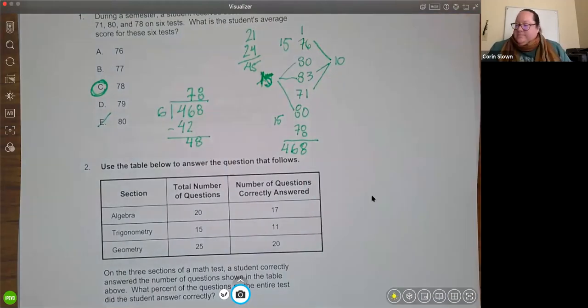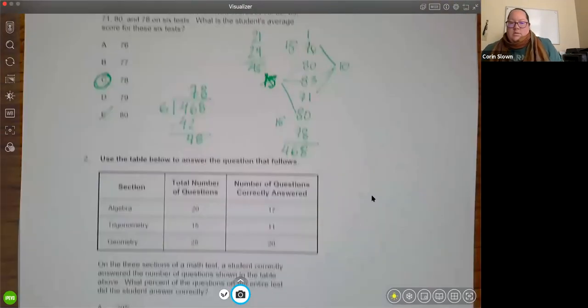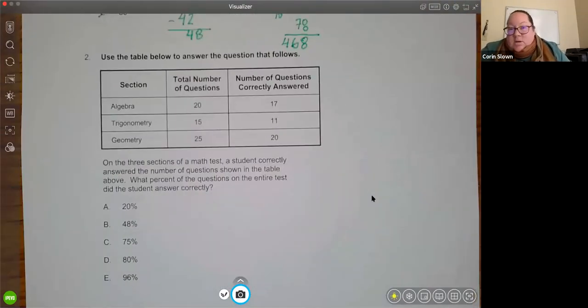Let's take a look at number 2. It says, use the table below to answer the question that follows. So on the 3 sections of a math test, a student correctly answered the number of questions shown in the table above. What percent of the questions on the entire test did the student answer correctly? So this is going to require us to make sense of some information that's available. We're given the total number of questions, and we're given the number of questions correctly answered.